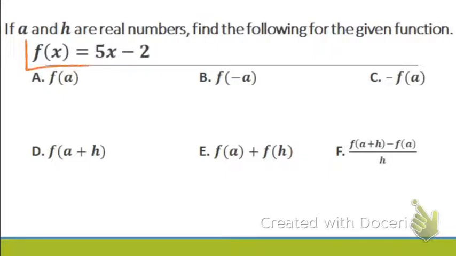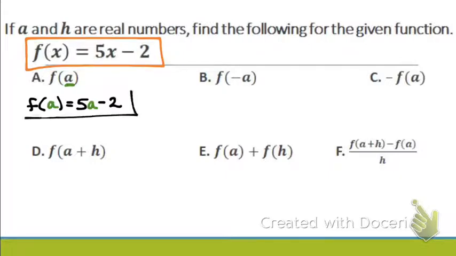So we've got our function rule up here. First thing they want me to put in the place of x is a. So when I substitute a in the place of x, I get 5a minus 2. Can I simplify that more than it already is? No, that's it. All we're doing is replacing the x with the a at this point.